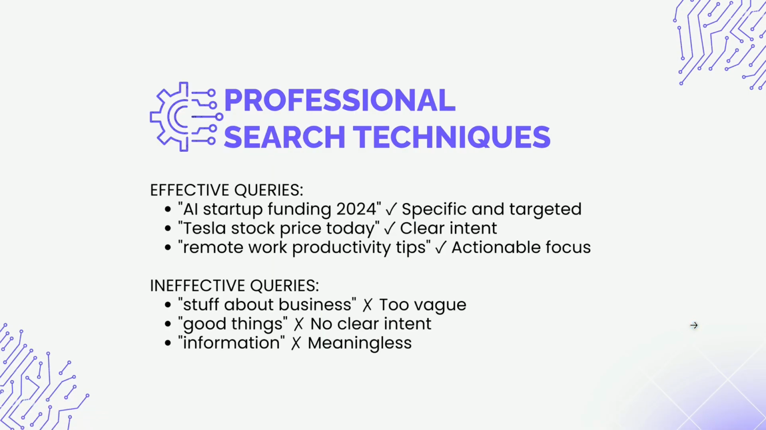But here's what separates amateur from professional web search: query strategy. Effective queries are specific, targeted, and designed to get you actionable results, not just random information. Notice the difference. "AI Startup Funding 2024" will give you very specific data. "Stuff About Business" will just give you some vague data that won't fit the need of your question. Professional agents use strategic queries that align with their processing goals and user needs.